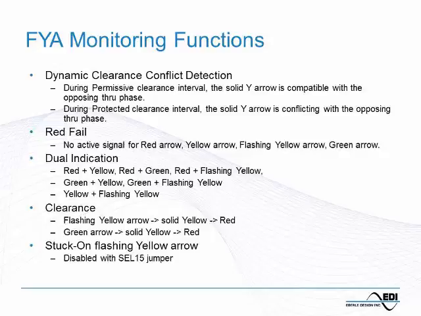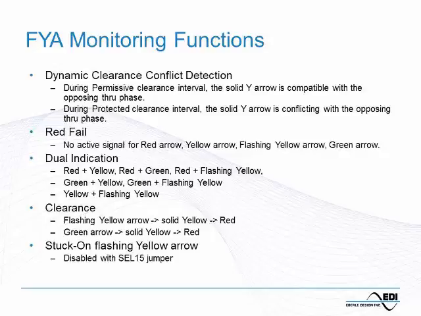Same with dual indication. It involves all of the possible combinations of red plus yellow, red plus green, red plus flashing yellow arrow, yellow plus flashing yellow, all of the different combinations. We expect one and only one signal to be active across the 4-section signal head at any time. If more than one is on, the monitor will respond with a dual indication.